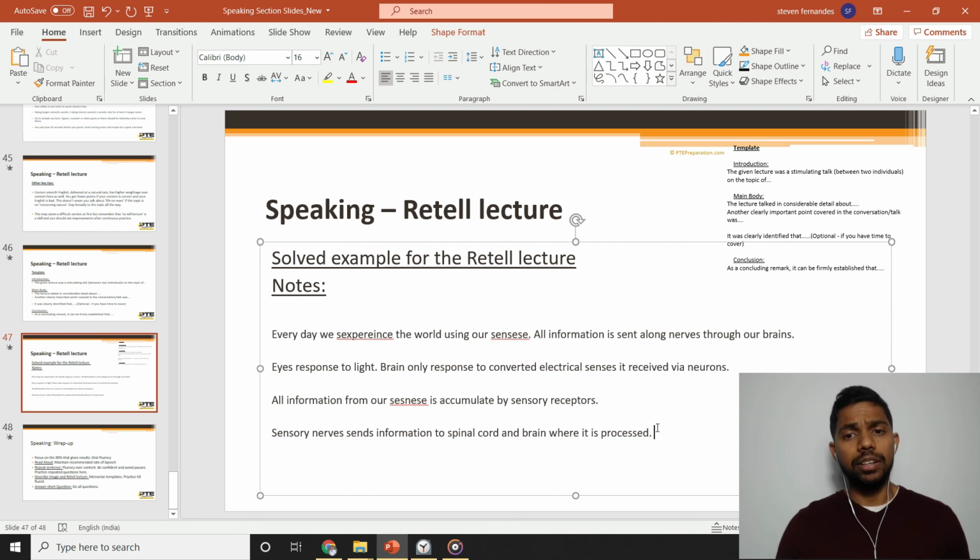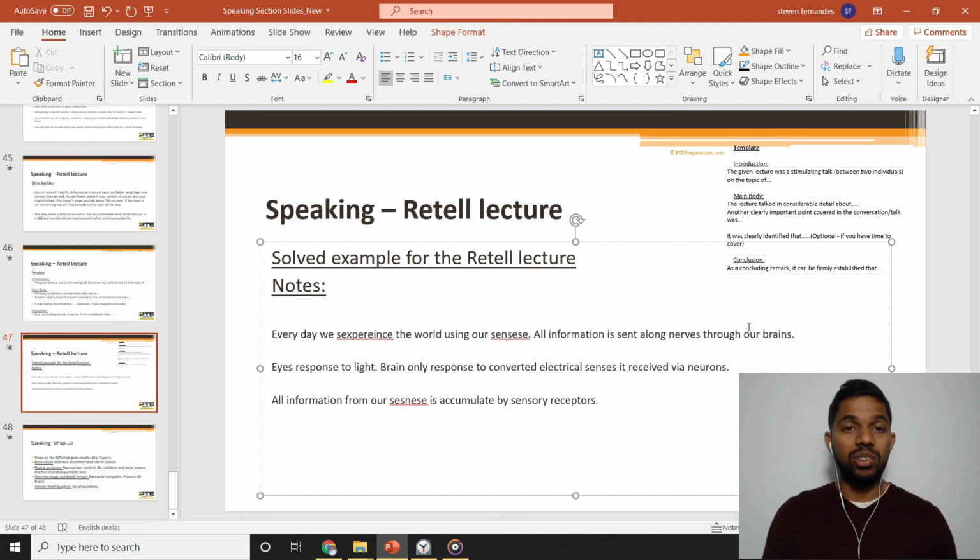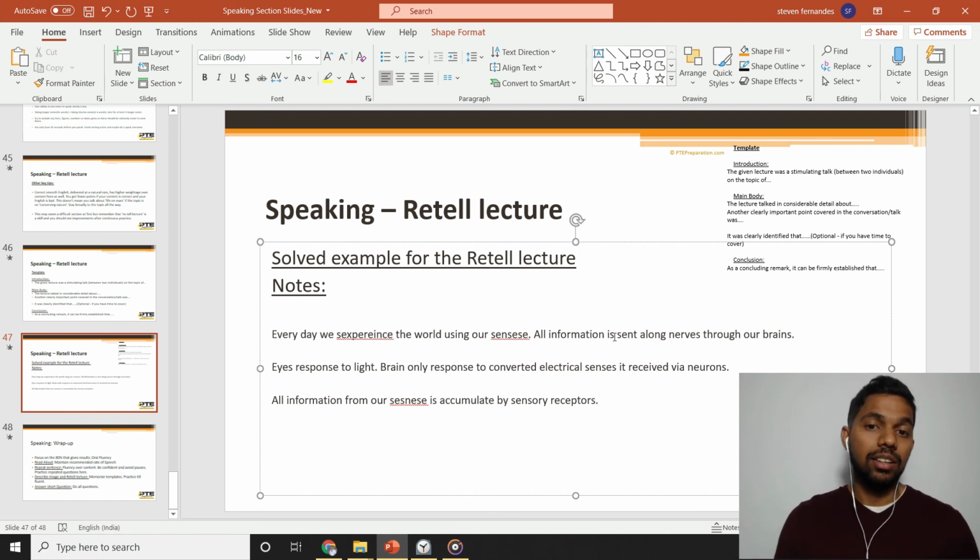And even if you are not able to capture that, say for example I did not have this, I can just end with a concluding remark that's based on most of the keywords that I had in the lecture. So I could say, as a concluding remark, it can be firmly established that the brain and nerves are important parts of our body, or anything general that includes maybe one or two keywords related to the lecture.